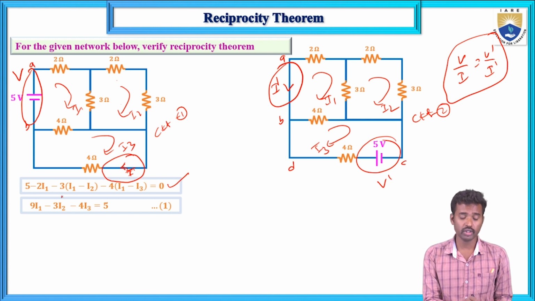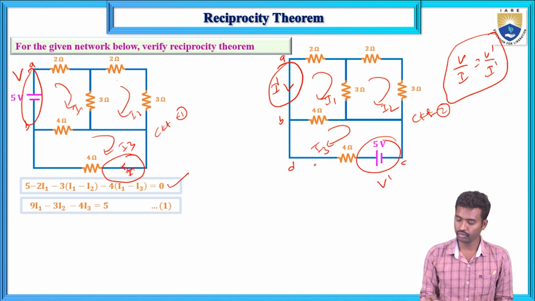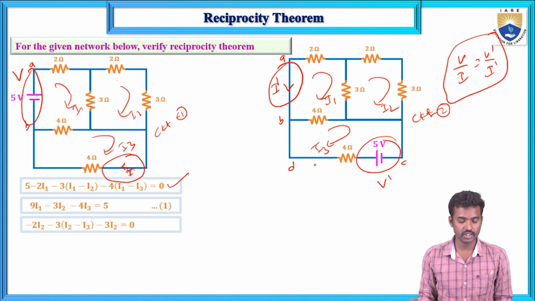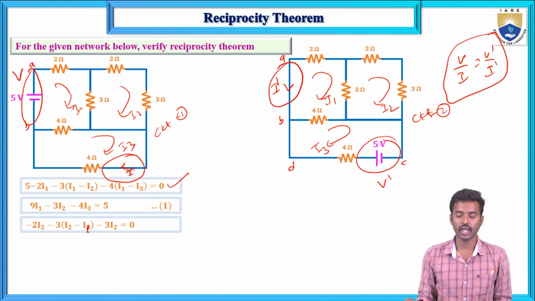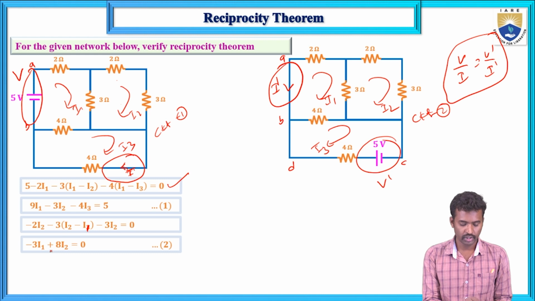If you simplify this one, 9 into 2 plus 3 plus 4, that is 9, and minus 3 I2 and minus 4 I3 equals 5. Now if you apply KVL in the second mesh, 2 into I2, that is minus, and 3 into I2 minus I1. This one, 2 into I2 minus I1. Now this one, minus 3 I1, this one, plus 8 I2 equals 0.